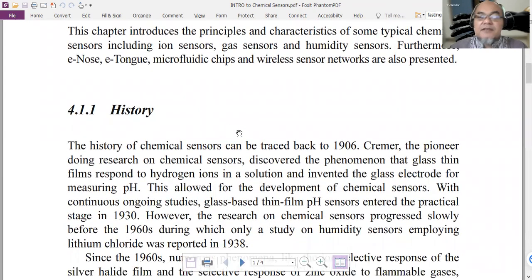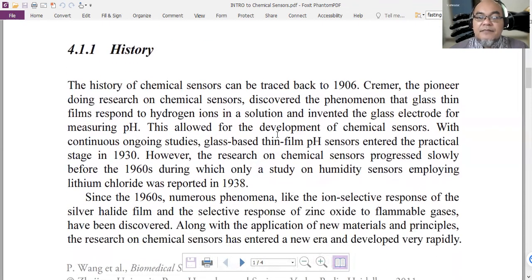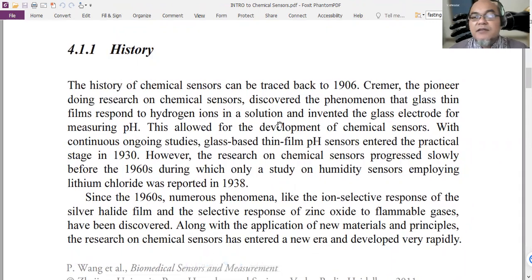So the first chemical sensor can be traced back to 1906. This was pioneered by a person called Kramer, who discovered the phenomenon of glass thin films responding to hydrogen ions in a solution, and invented the glass electrode to measure pH. So pH is one of the oldest chemical sensors. Actually, we are using it, right? In our lab, we have some pH devices.